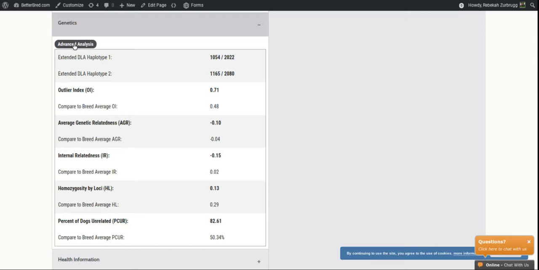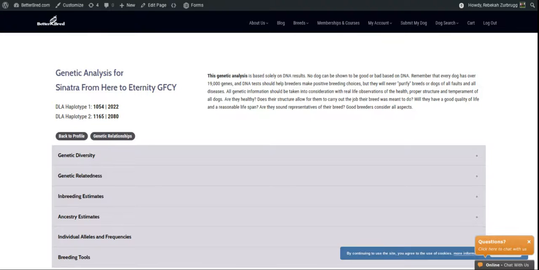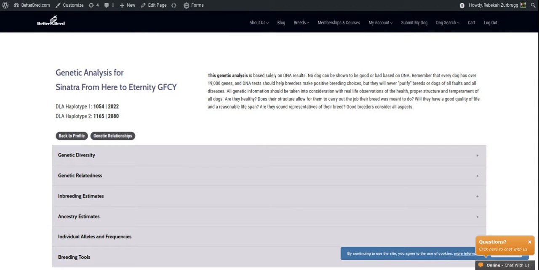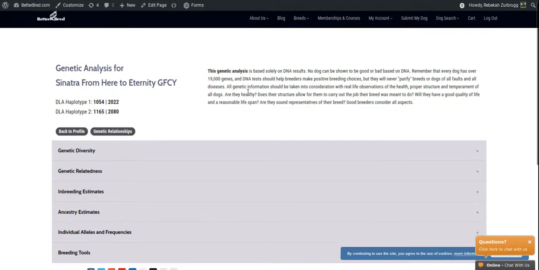So I'm going to go up here to advanced analysis, and we'll get a closer look at the genetics of this dog. And if you click on this, since you all have your full membership, you can read a lot more about what all the values mean, and it'll help you understand. Okay, so here is the advanced analysis page for this particular dog.